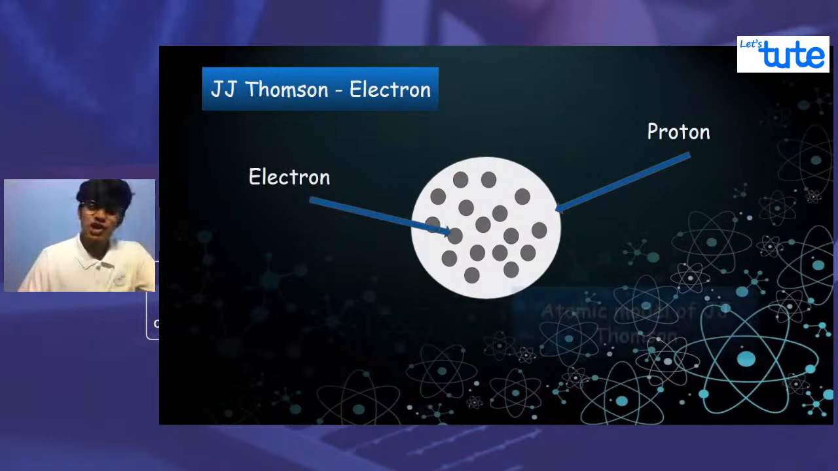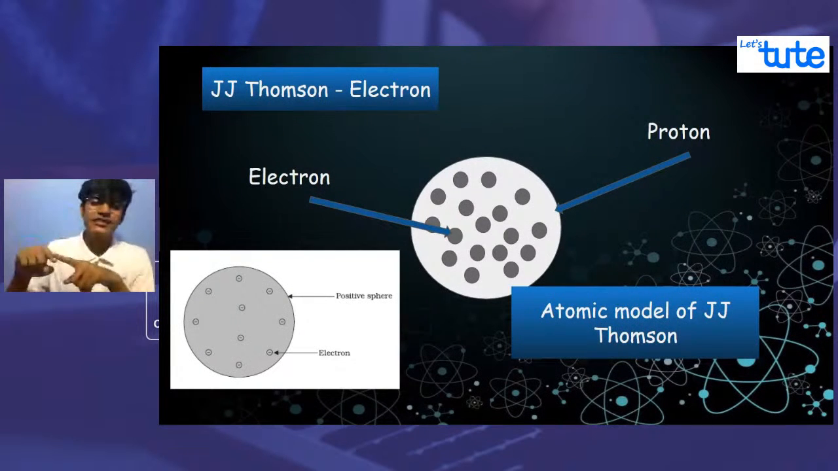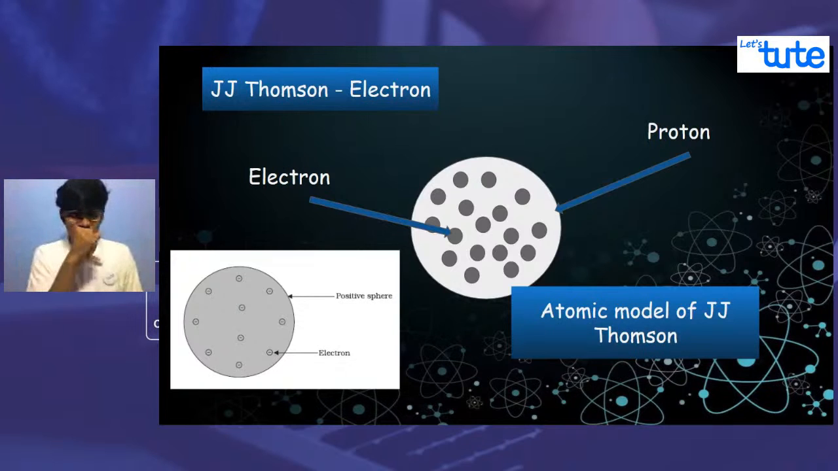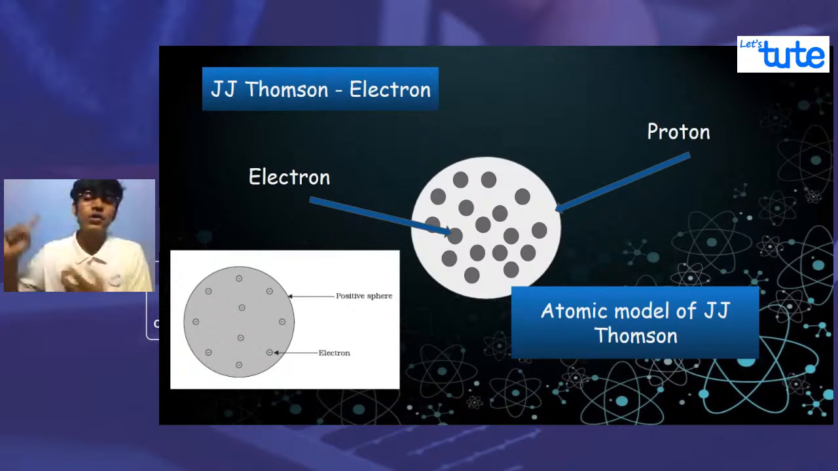So this is the structure which was proposed by J.J. Thomson, in which he said that the atom is a sphere of positive charge inside which electrons are embedded. So you can compare this whole structure to a pudding or maybe a watermelon. If you compare it to a watermelon, you can consider the red part, which is the edible part, as the positive charge, and the seeds inside the watermelon are like electrons. Or maybe you can compare it to a Christmas pudding.